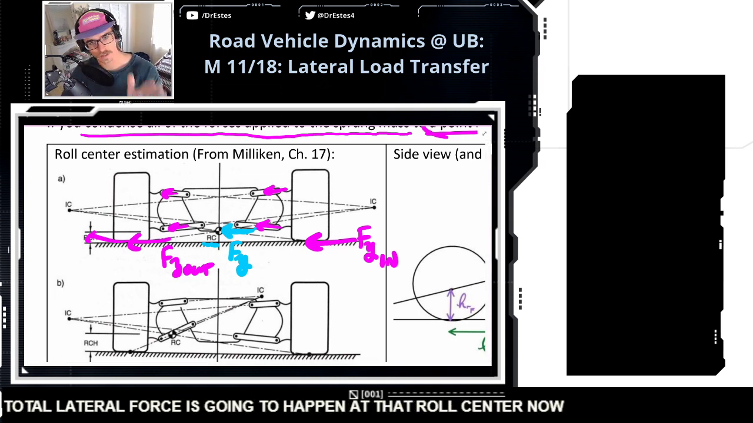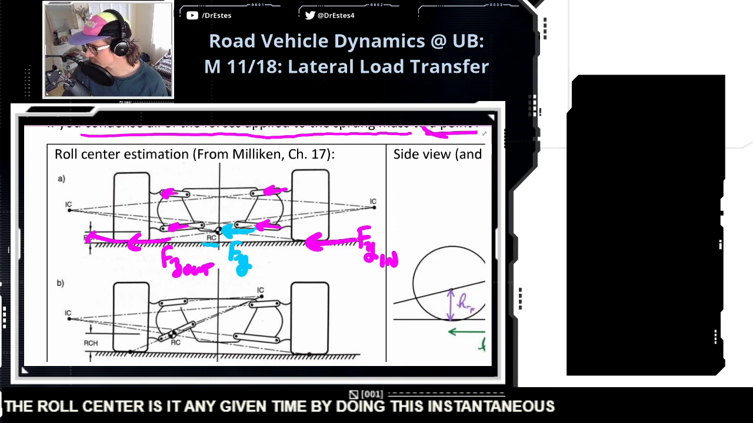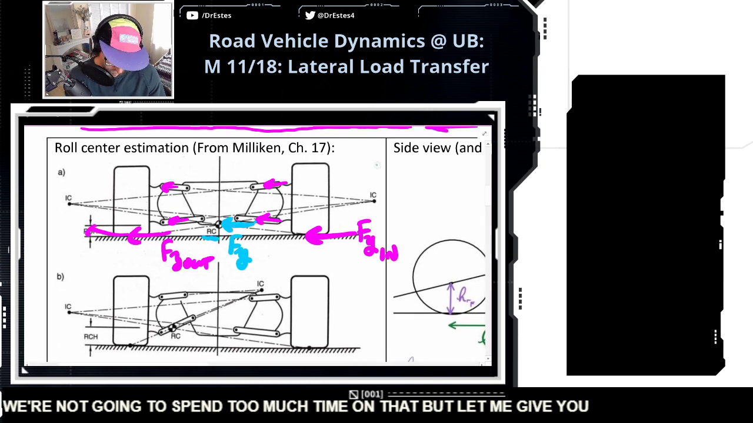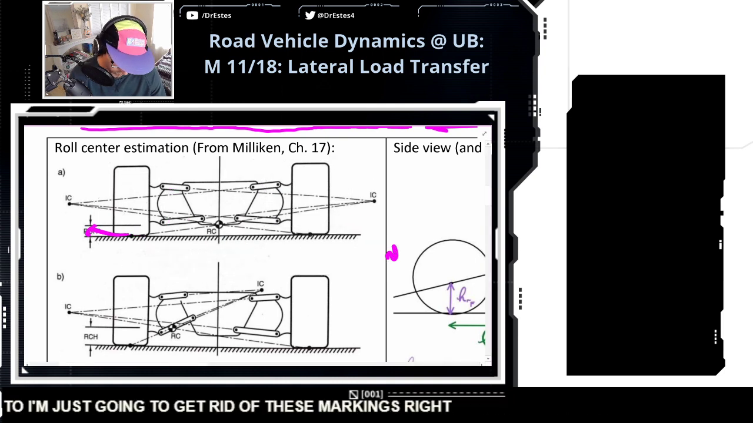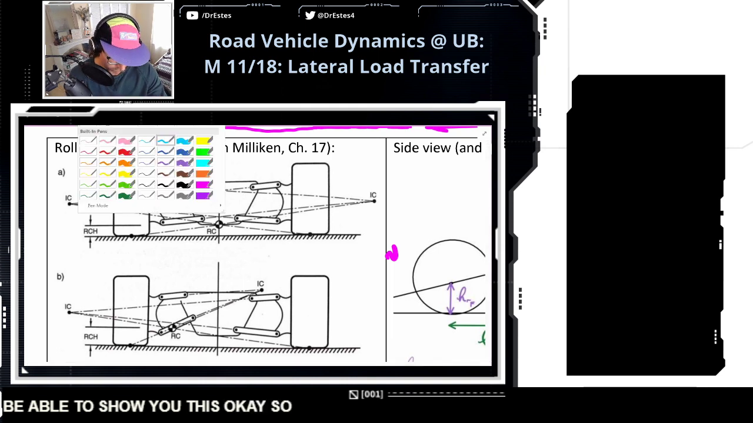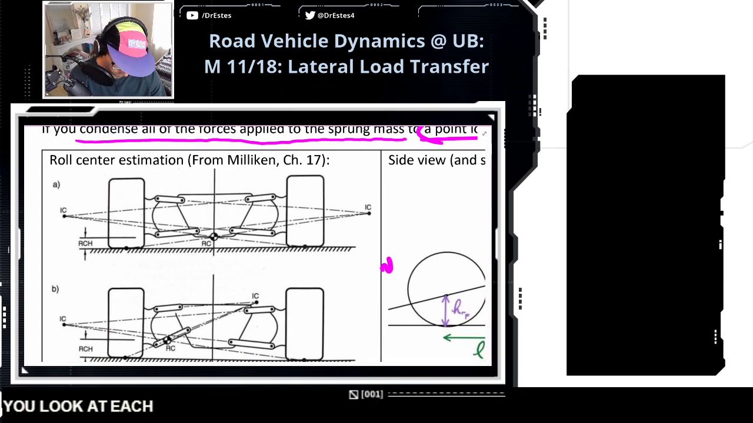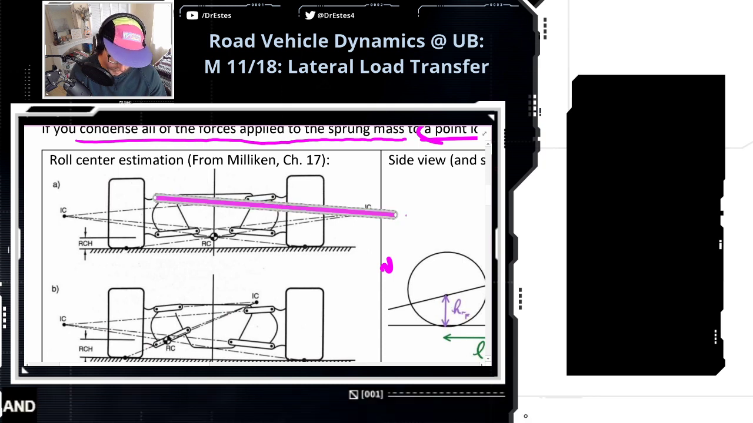Now, you can find where the roll center is at any given time by doing this instantaneous center analysis. We're not going to spend too much time on that, but let me give you the gist here. I'm just going to get rid of these markings right here because I want to be able to show you this. So if you want to find the roll center, you look at each control arm. I'm going to take this top left one, and you draw a line parallel to that and extend it out.